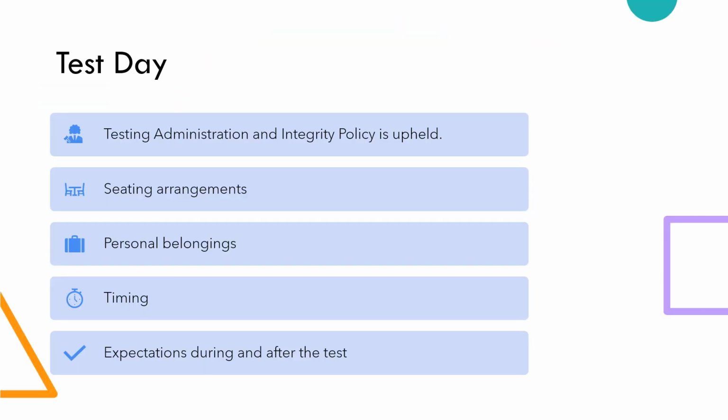And again, as we stated previously, on test day, we need to make sure that our testing administration and integrity policy is upheld. If we are going to assign certain seating arrangements, where do their personal belongings go? How much time do they have for the test? We want to make sure that they understand the expectations during and after the test. For example, I ask my students as soon as they're finished taking their test, would they please exit the building and not hang out right outside of the classroom? I do ask them that they don't discuss specific test questions when they leave the classroom.